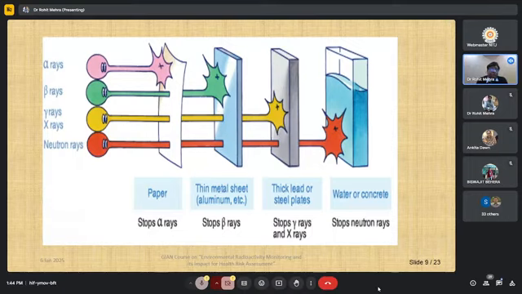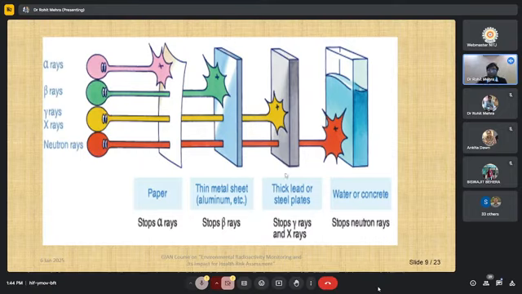Now if you see all these four, alpha, beta, gamma and neutron, and suppose you are having the same energy for all of them, say for example alpha is 2 MeV, beta is also 2 MeV, gamma is also 2 MeV and neutron is also 2 MeV. From this figure you could imagine that the 2 MeV of energy will be released on the thin sheet of paper in the first case, and in the second case some of the 2 MeV will be released on the thin sheet of paper and the rest will penetrate and then be stopped by the thin metal sheet.